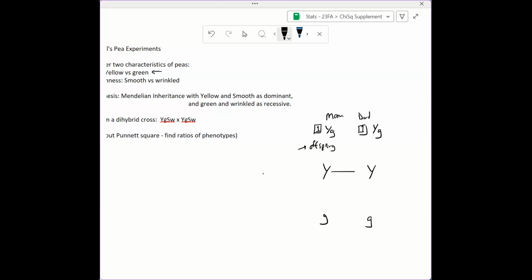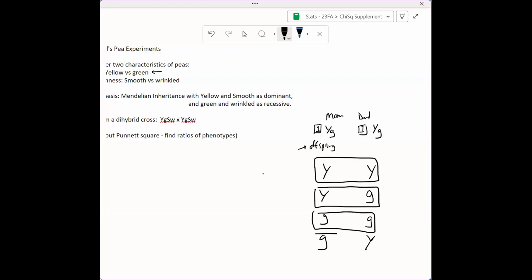Mom could pick yellow and dad picks yellow. Mom could pick yellow, dad picks green, or vice versa. We typically write it this way. So in other words, the offspring could get yellow from mom and yellow from dad, yellow from mom and green from dad, green from mom and green from dad, or green from mom and yellow from dad. And these would be equally likely under Mendelian inheritance.